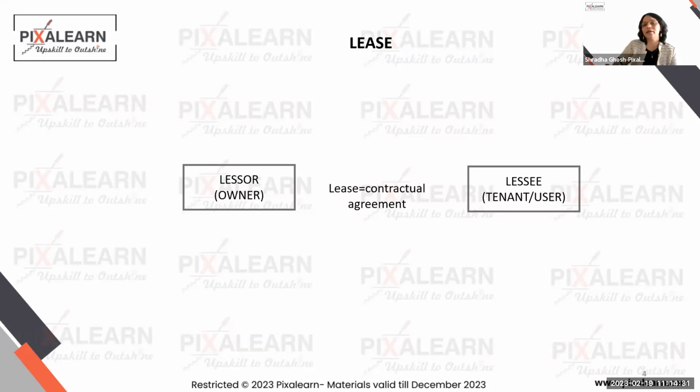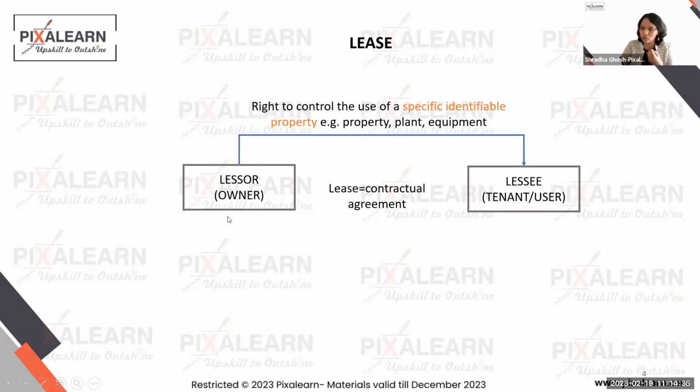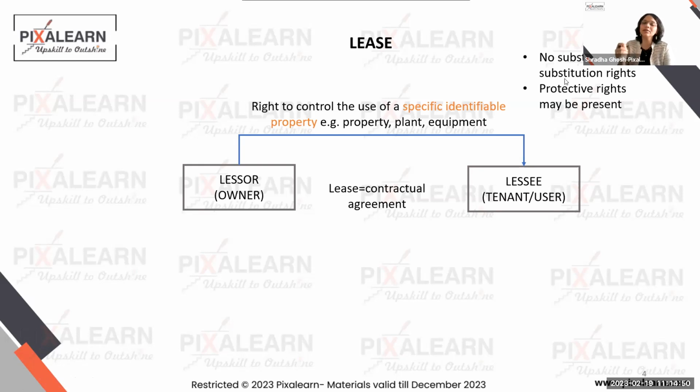Apart from that, if you typically see any lease contract, there is a party who owns the asset and gives you the right to direct the use of that asset. That right is the right to use the asset. Now, as a general rule, you're going to talk about two things here. The first thing is that it should not be a substantive substitution right. What do you mean by that?